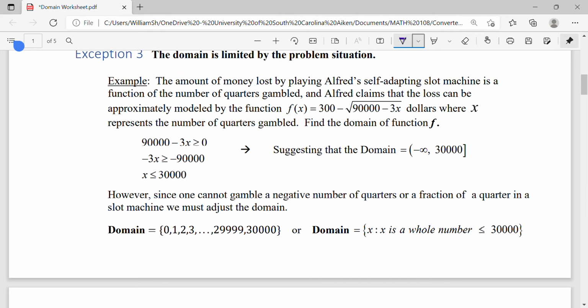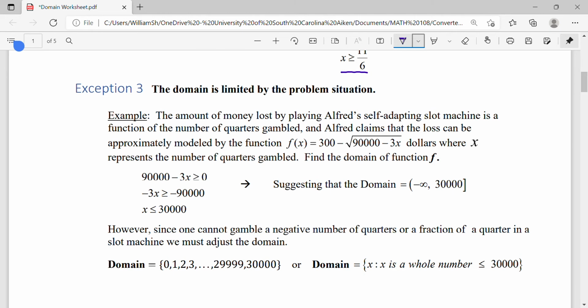Now, exception 3 says the domain is limited by the problem situation. We didn't necessarily cover this very well in chapter 1.1. That's why we're going back and covering it here in this domain worksheet. In our example, it says the amount of money lost by playing Alfred's self-adapting slot machine is a function of the number of quarters gambled, and Alfred claims that the loss can be approximately modeled by the function f of x equals 300 minus the square root of 90,000 minus 3x dollars, where x represents the number of quarters gambled, and we want to find the domain of the function f.